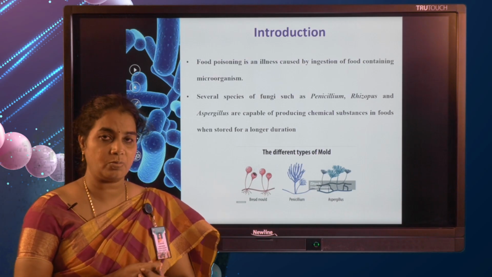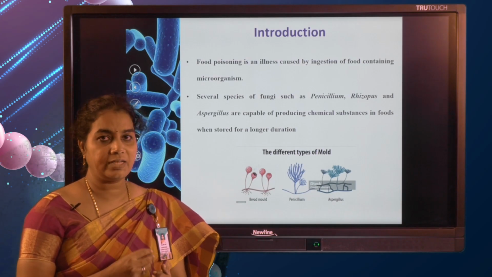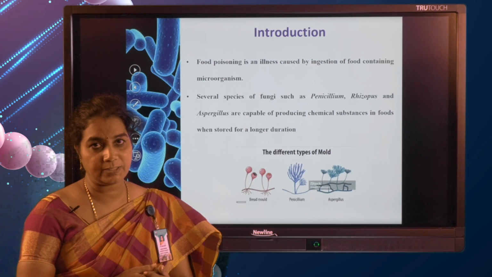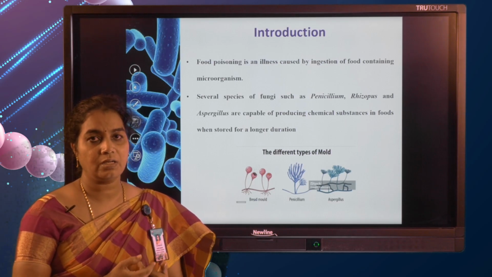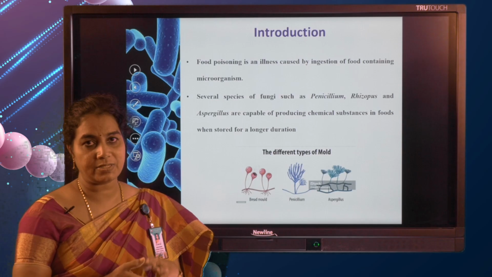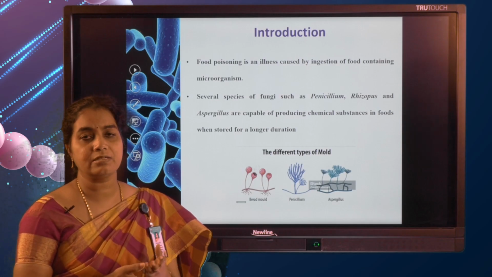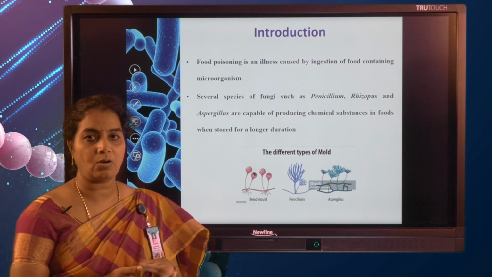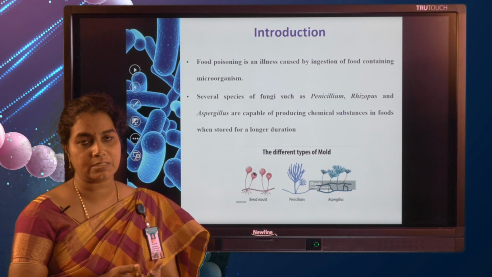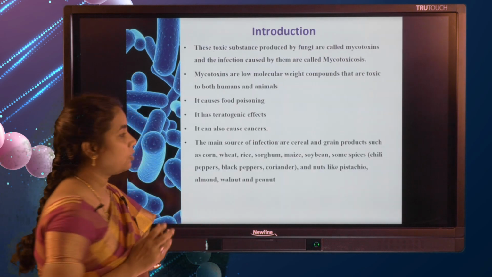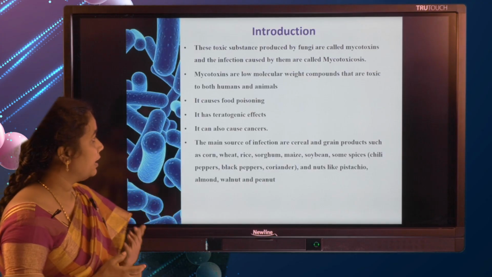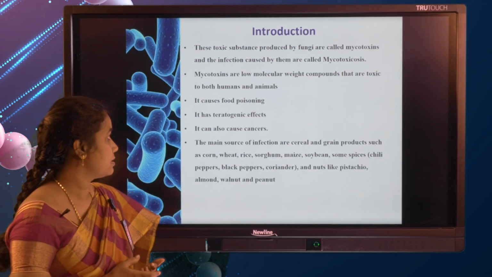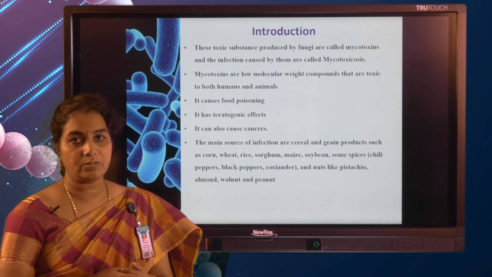So, these are spore formers, and they are resistant to high temperature and all the food processing techniques. Because of this unique nature, these spores are present in food items, mainly cereals and grains, and when they are present for a longer duration, they produce mycotoxin and cause food poisoning. The toxic substance produced by fungi is known as mycotoxin, and the infection is known as mycotoxicosis.